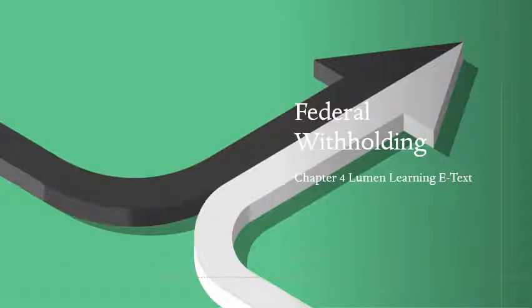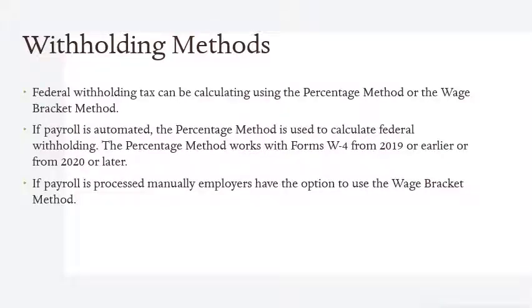Let's begin with Unit 5, and this covers Chapter 4 in the text for federal withholding. So the two types of withholding methods that we'll be covering in this course are the percentage method and the wage bracket method. If payroll is automated, the percentage method is used to calculate federal withholding. The percentage method works with forms W-4 from 2019 or earlier, or from 2020 or later. If payroll is processed manually, then employers have the option to use the wage bracket method.